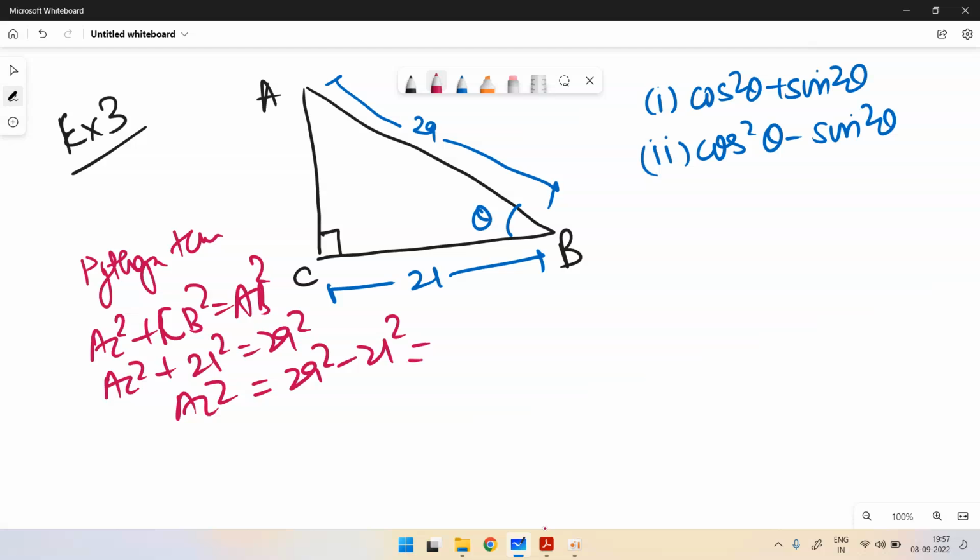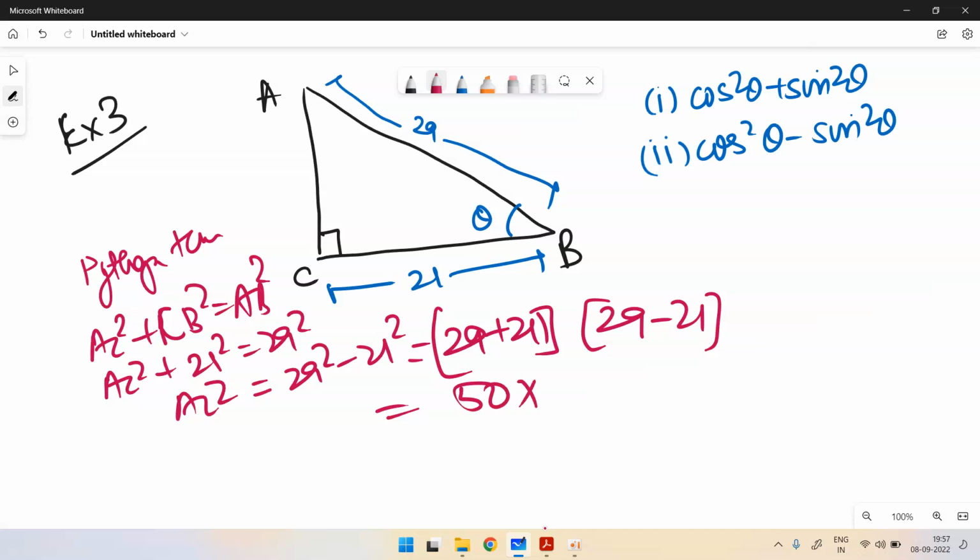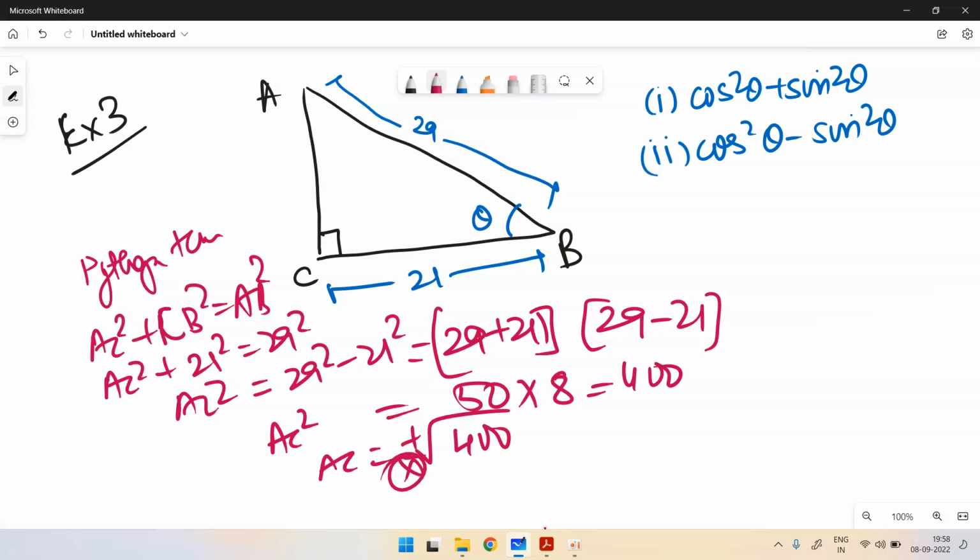Never expand this. This is 29 plus 21 and this is 29 minus 21. So 50 into 8 is 400. It's much easier. Now AC square is equal to 400, which implies that AC is equal to under root 400. The negative is neglected, as a side cannot be negative. So AC is 20.